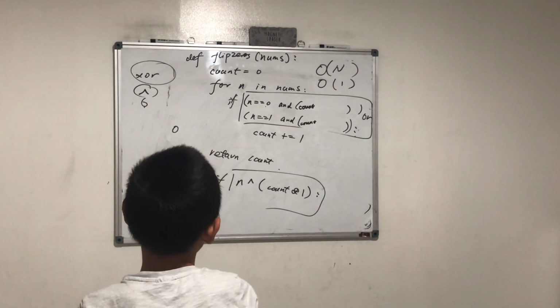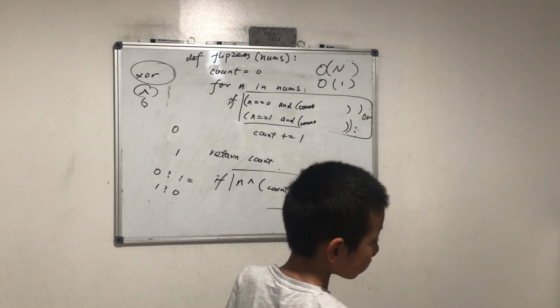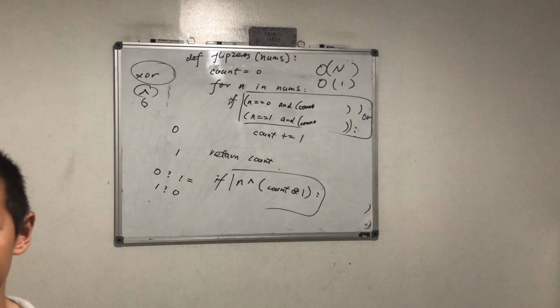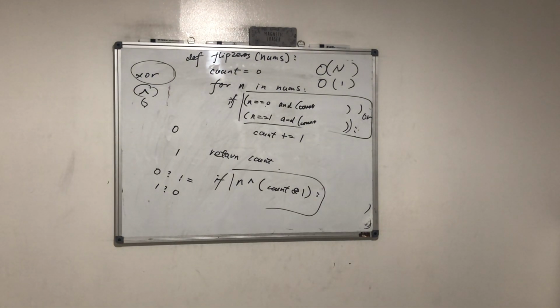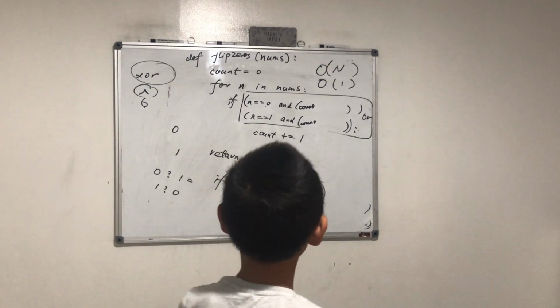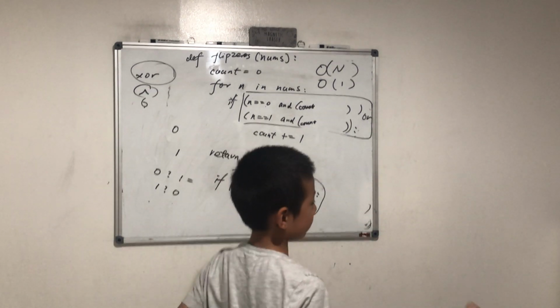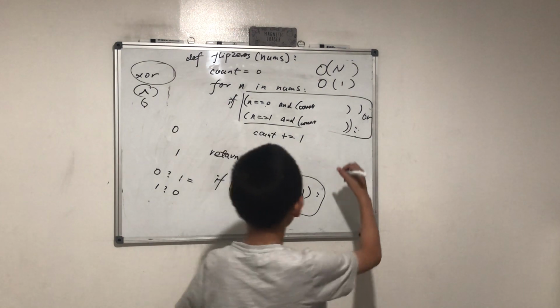Count. Okay? And what? And equals. What do I mean? I think we want to check. How do we check if the number is?